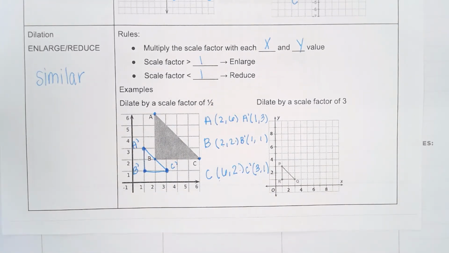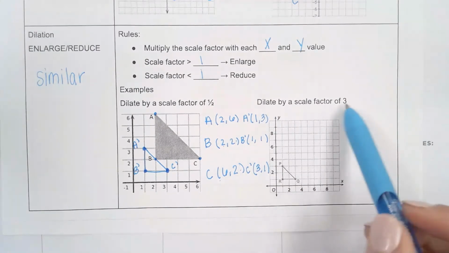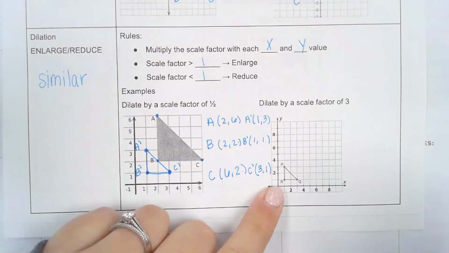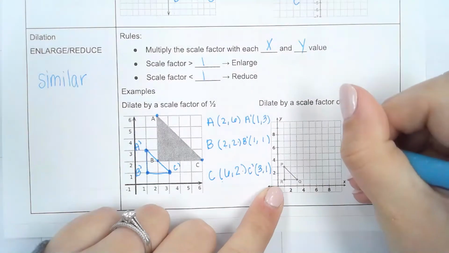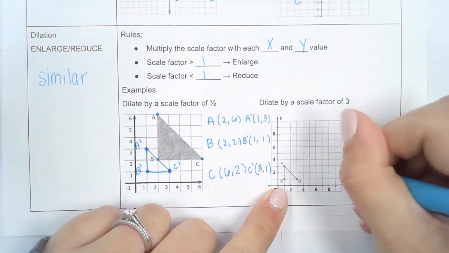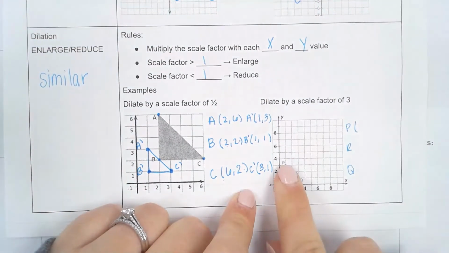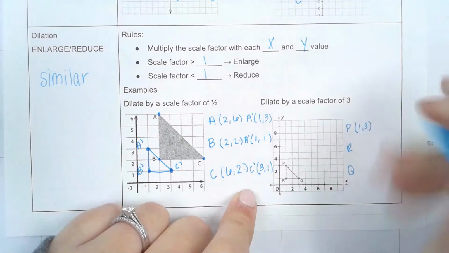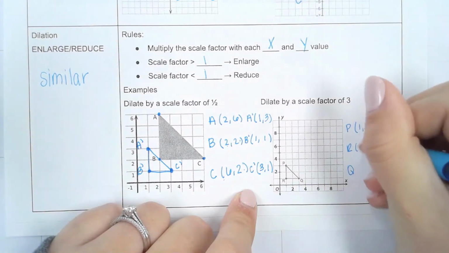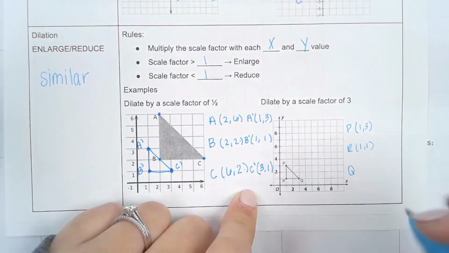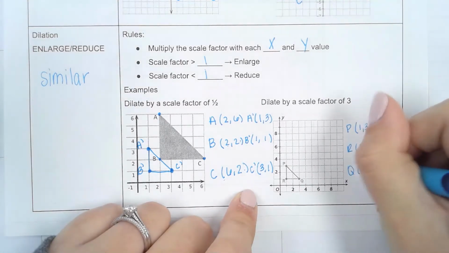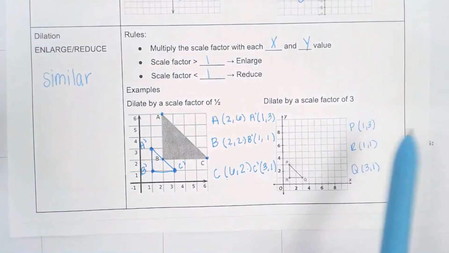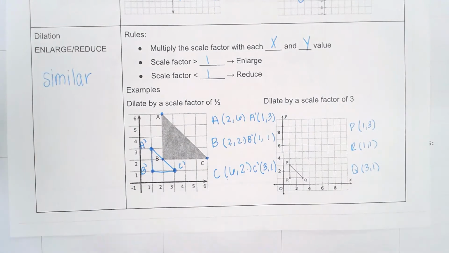Alright, so let's try the same thing with the next one. So dilate by a scale factor of 3. So again, I'm just going to get my ordered pairs over here. So we have P, R, Q. P is at 1, 3. R is at 1, 1. And Q is at 3, 1. So this time I have a scale factor greater than 1, so my image is going to get bigger.